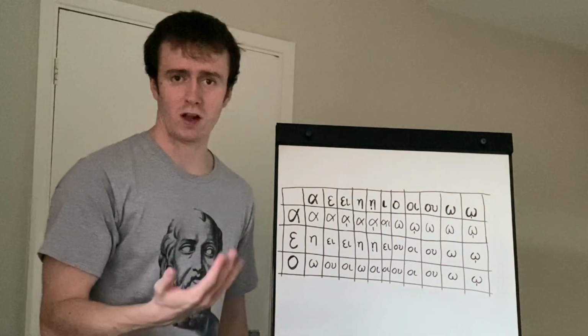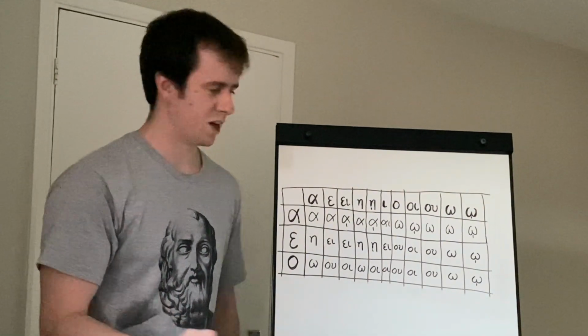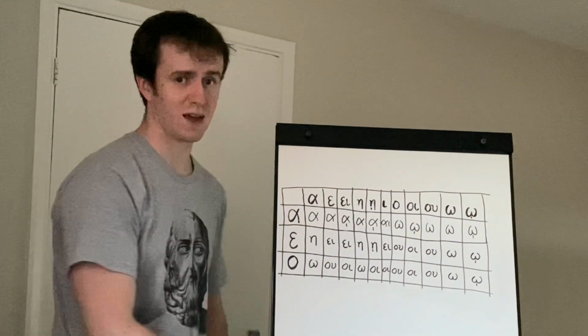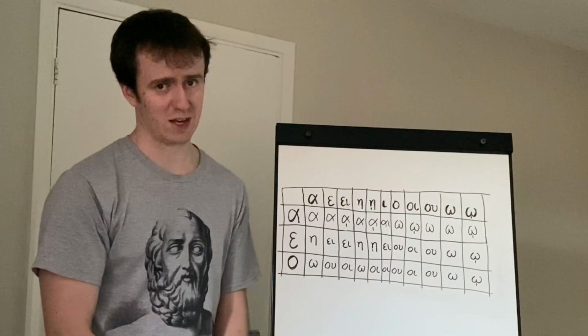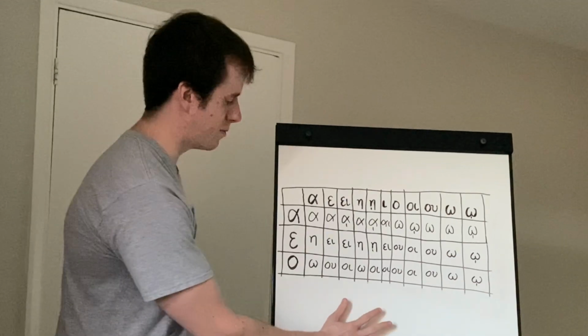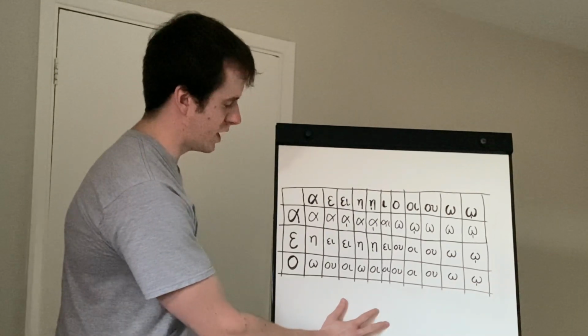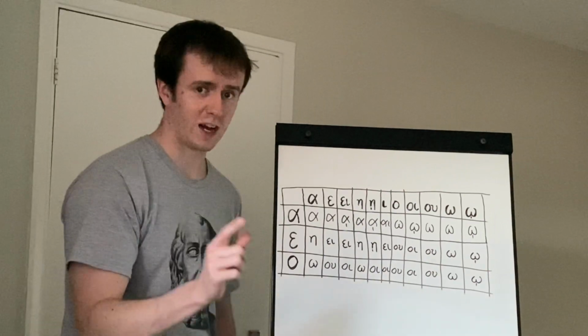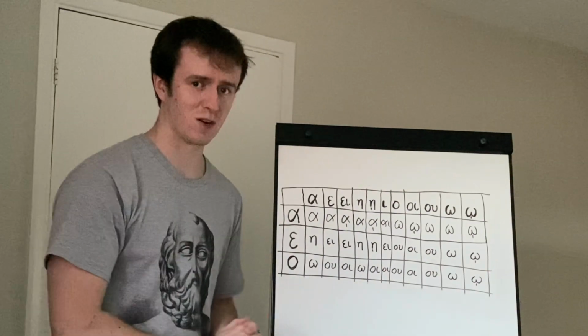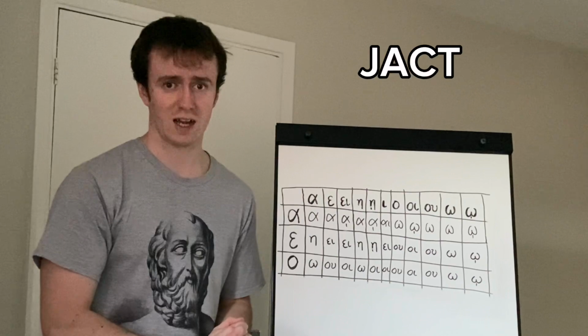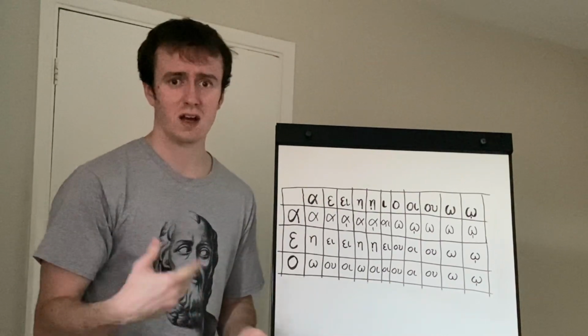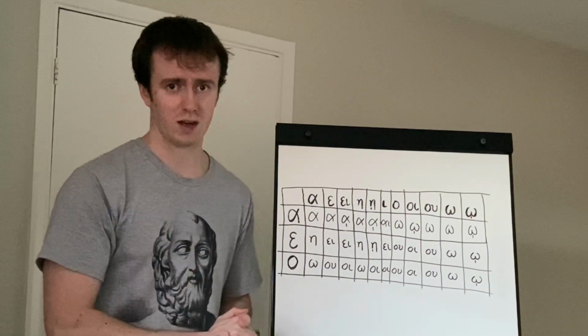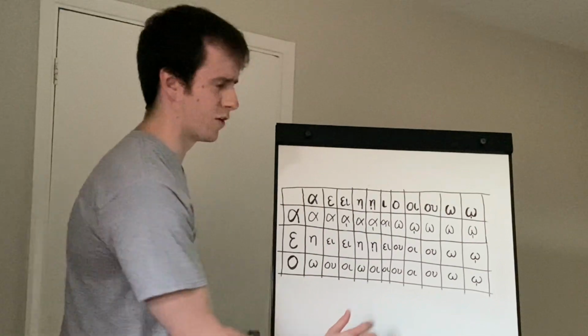The other way of learning how to conjugate contract verbs is to memorize this table. And now I know it looks intimidating, okay? This is a slightly modified version of the table of contraction that you can find in JACT's amazing Reading Greek course. That's JACT, spelled J-A-C-T. I've mentioned several times that that's the course that I used to learn Greek. So this is a slightly modified version from that.